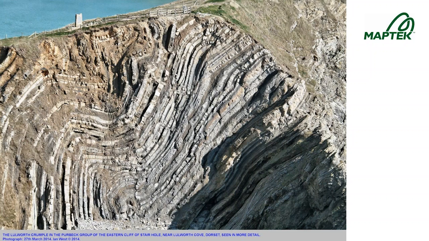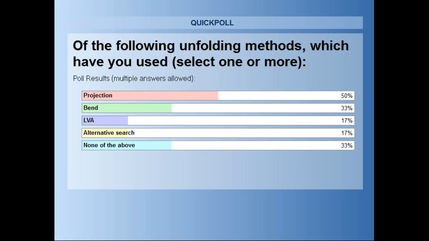Okay, but before we get to that, let's see, do we have any results from the poll that I could see? Okay, looks like a lot of people have responded with projection unfolding, and some more with bend, and a lot less with LVA and alternative search. And some of you haven't done any yet, and that's good, because now we'll get a better overview. Yeah, projection is definitely the easiest to apply, LVA the most complicated, but I'm surprised to see alternative search so low, but I think I know why, and we'll cover that as we get there. In Vulcan 10, it's been vastly improved. Okay, thanks.